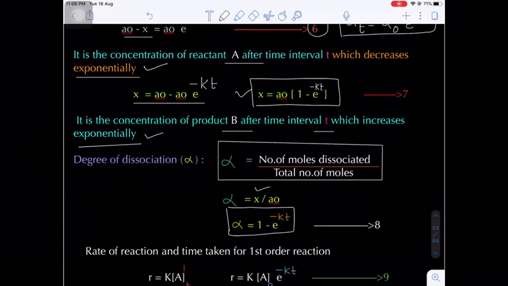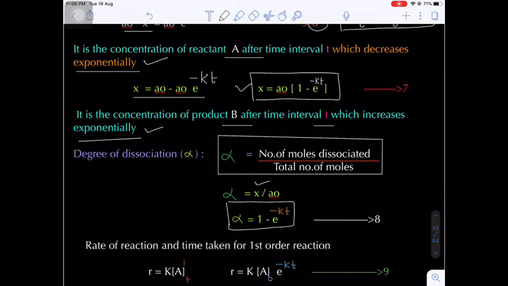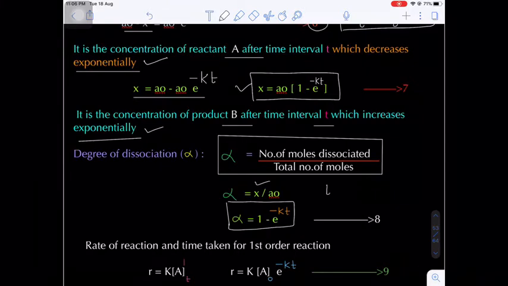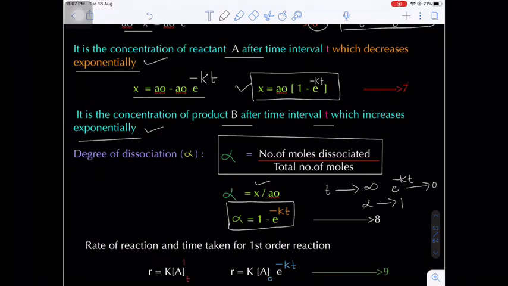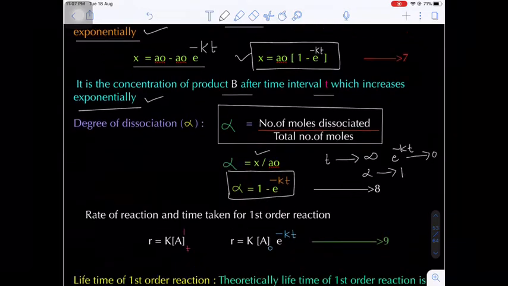Now if you see here, the alpha value also increases, and the maximum value of alpha will be equal to 1 when the time approaches infinity. If the time approaches infinity, then e to the power minus kt value tends to 0, so alpha value approaches unity.